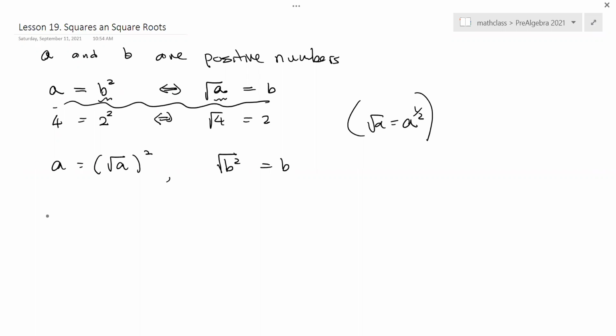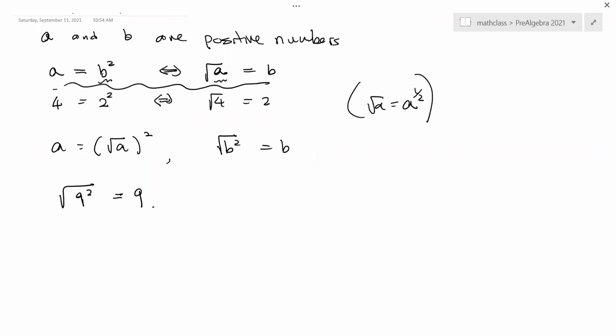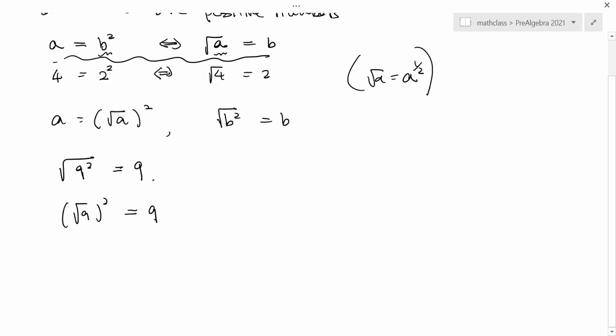Now, using one of the formulas, I can answer the question: what is square root of 9 squared? Square root of 9 squared equals 9. You just remove the square. Also, the square of square root of 9 is equal to 9, based on the above formulas. So whenever you see square root of something squared, just remove the square and put the original number there.